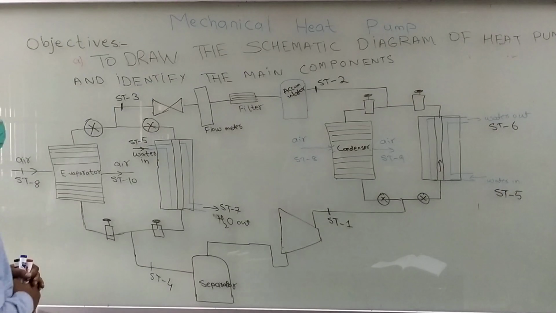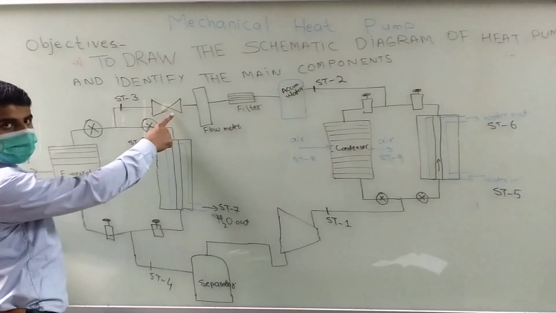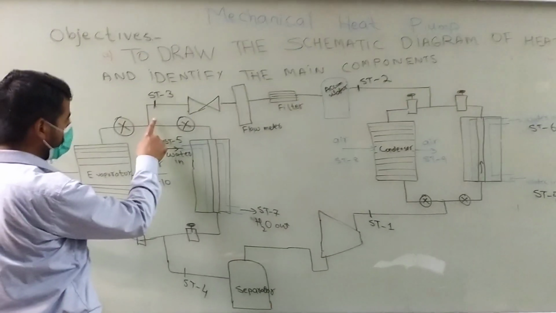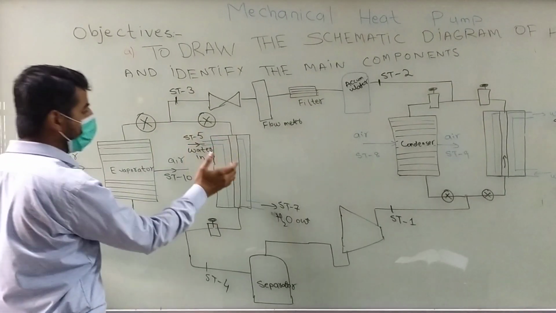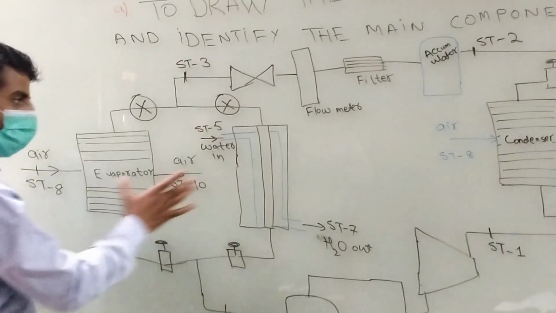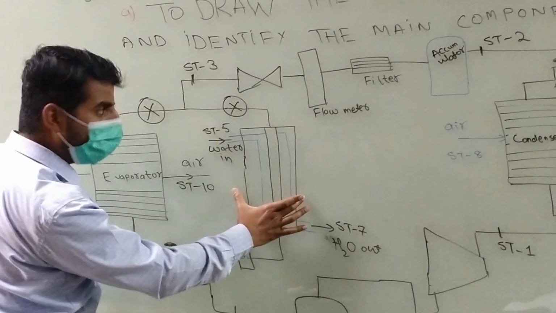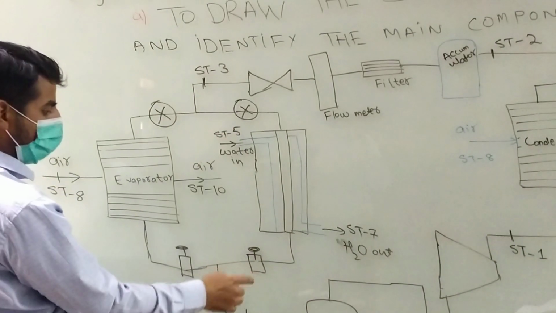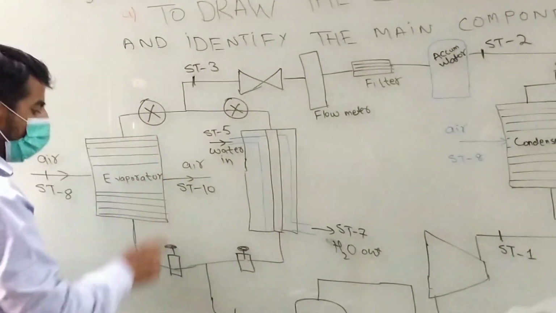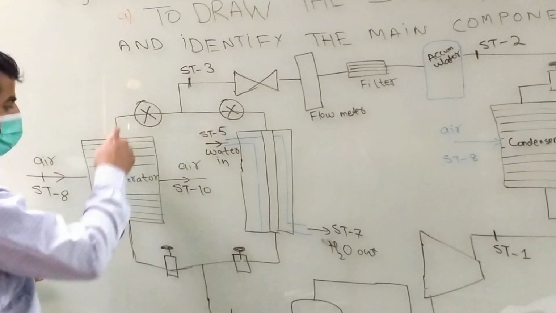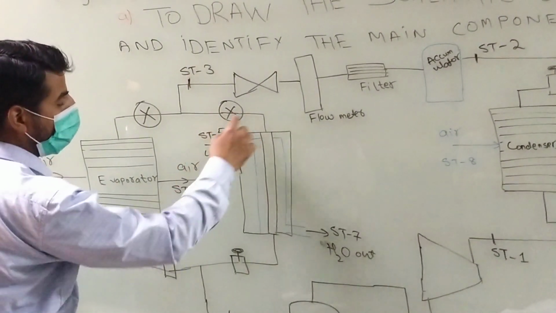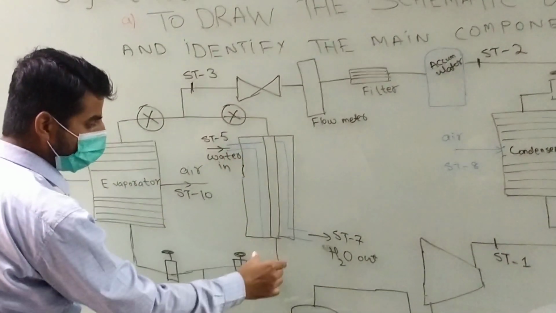I'll start after the expansion valve. After the expansion valve, we basically have 2 evaporators. This one is the air based evaporator, and the right one is the water based evaporator. So I have 2 valves for each one. अगर ये 2 वॉल ओपन करेंगे तो आपके पास रेफ्रिजरेंट इस एयर बेस में फ्लो करेगा. अगर ये 2 वॉल ओपन करेंगे तो आपके पास जो रेफ्रिजरेंट होगा वो वाटर बेस में फ्लो करेगा.